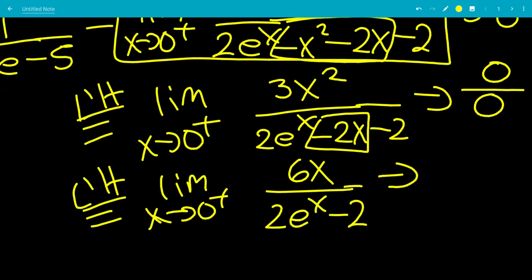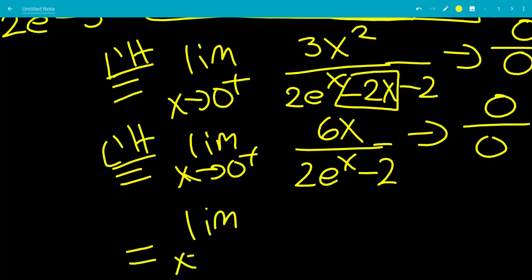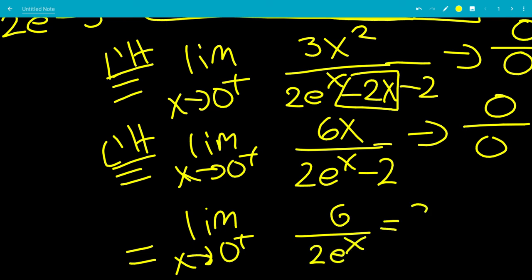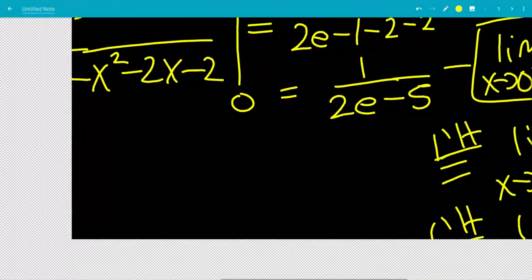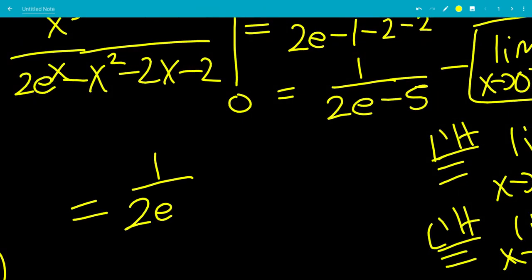Okay, let's check one more time. The top function will go to 0. The bottom function will go to 2 times 1 minus 2, which is 0. Okay, this will be the limit as x goes to 0 from the right. The derivative of 6x is 6. The derivative of 2e to the x minus 2, get rid of the constant, will just be 2e to the x. So this will be 3 times the limit as x goes to 0 from the right of 1 over e to the x, but e to the 0 is 1, so that's just 3 times 1, which is 3. Okay, really good. So this turns into 1 over 2e minus 5, then minus 3.